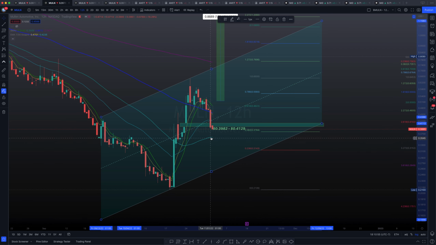We still have the 50-day moving average. Let me just make sure that is the moving average. I have to change the colors sometime, guys. Sorry about that. But yes, this is the 50-day simple moving average that can also be used as a form of support.